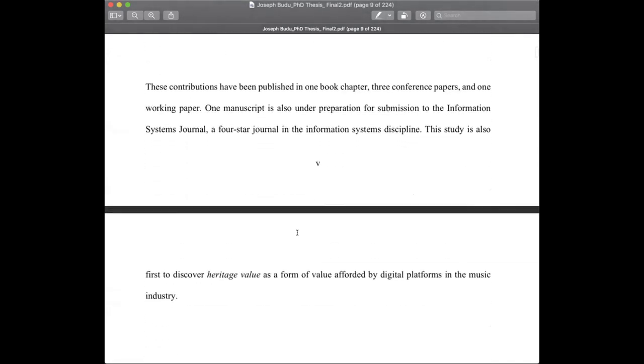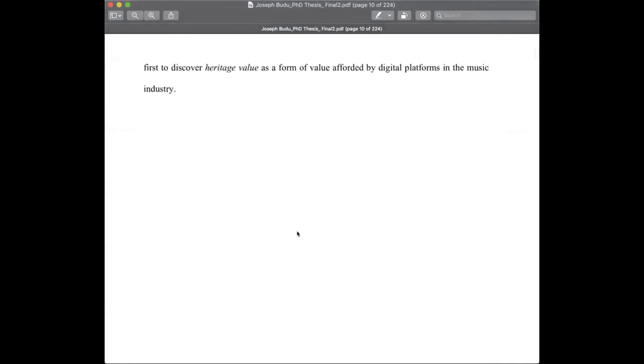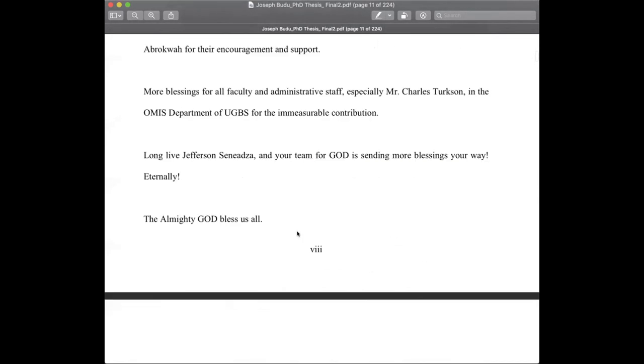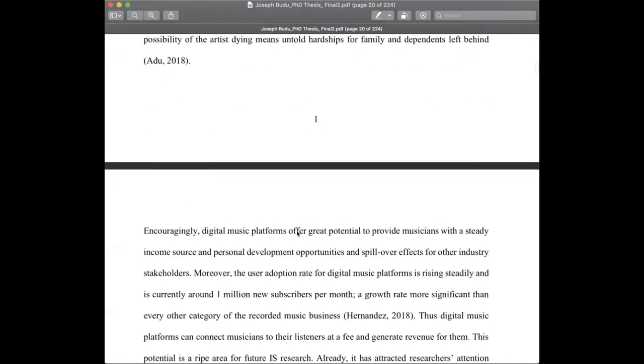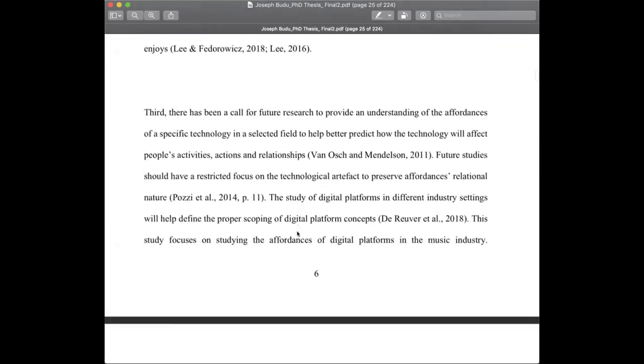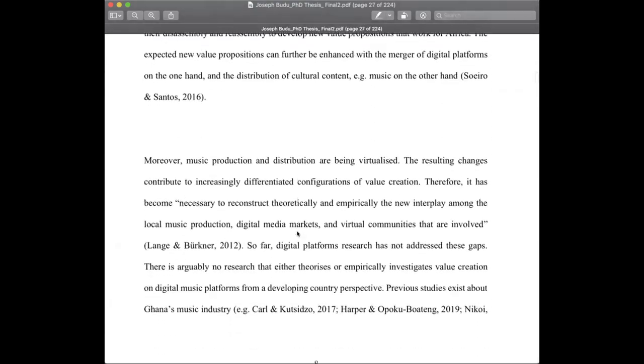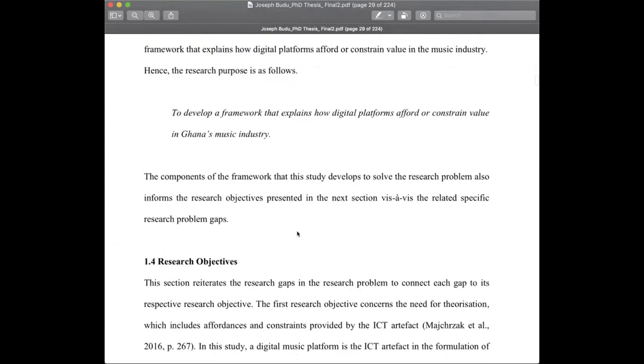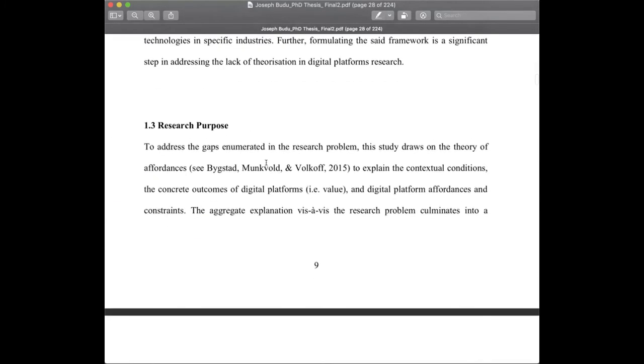So he has a research paper, research objectives. I just want to jump into his research questions. Okay, let's start from the purpose because I mentioned the purpose. So when you look at the purpose of Dr. Joseph's work, he said that to address the gaps enumerated from the research problem I mentioned, this study draws on the theory of affordances. So he's telling you that even his purpose is being informed by the gaps and then a theory. So his purpose is not just coming from anywhere, it is being informed by this.